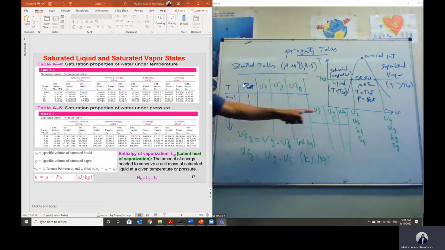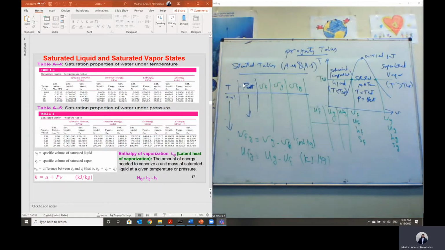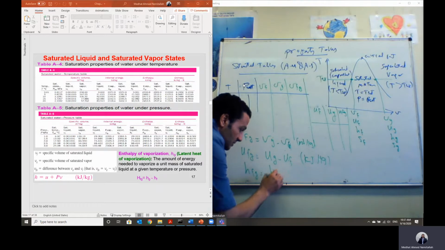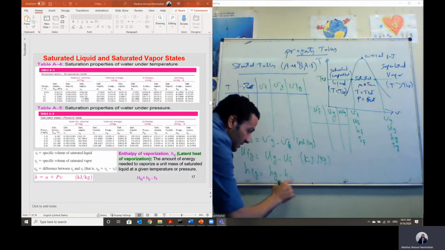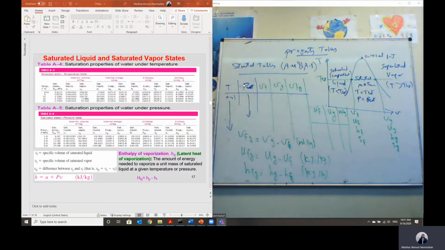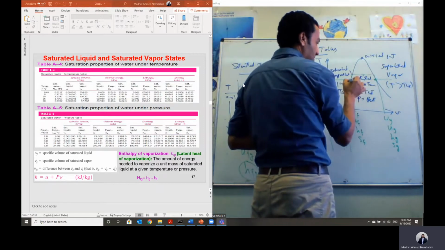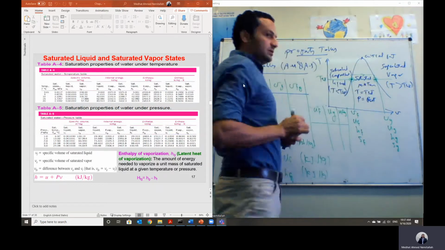Also in this table, it will give you the enthalpy h_f, enthalpy h_g, and then h_fg. h_fg is the difference between enthalpy h_g minus h_f, and the unit is also kilojoule per kilogram. This h_fg is called the latent heat of vaporization, the amount of heat required or added to convert the phase from saturated liquid to saturated vapor.